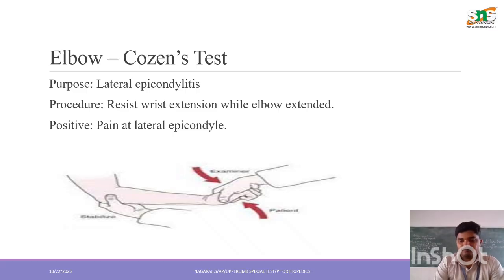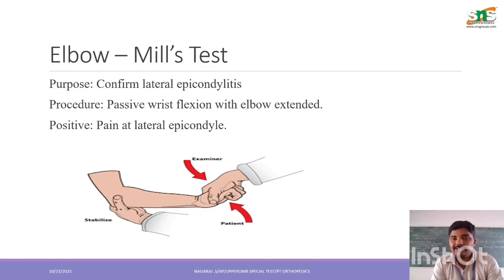Then the elbow Mills test. This is also for the lateral epicondylitis condition. Procedure: passive wrist flexion with elbow extension. Pain at the same lateral epicondyle area is a confirmatory sign for lateral epicondylitis or tennis elbow.